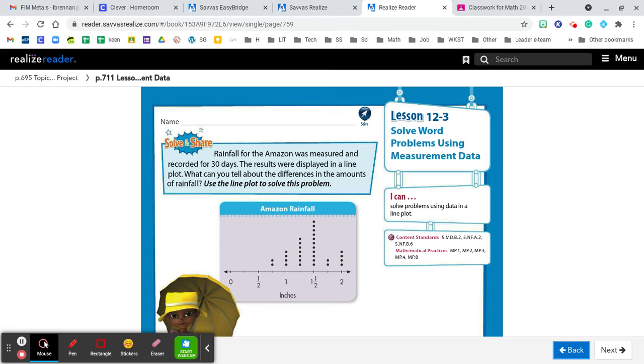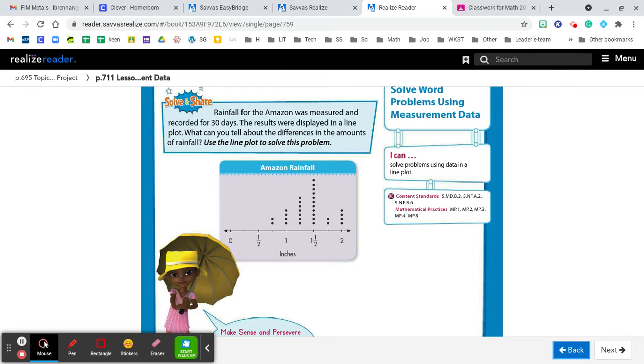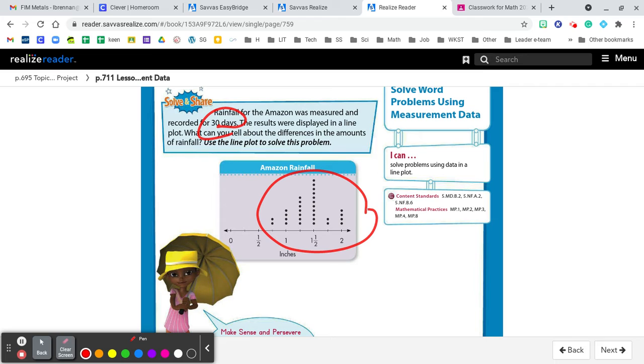Right, now we're going to solve some word problems using the measurement data. So we're just going through and taking a look at the data and solving some problems. As we look at the data, the rainfall for the Amazon was measured and recorded for 30 days. So we know it's 30 days, so there should be 30 data points here. The results were displayed in a line plot.